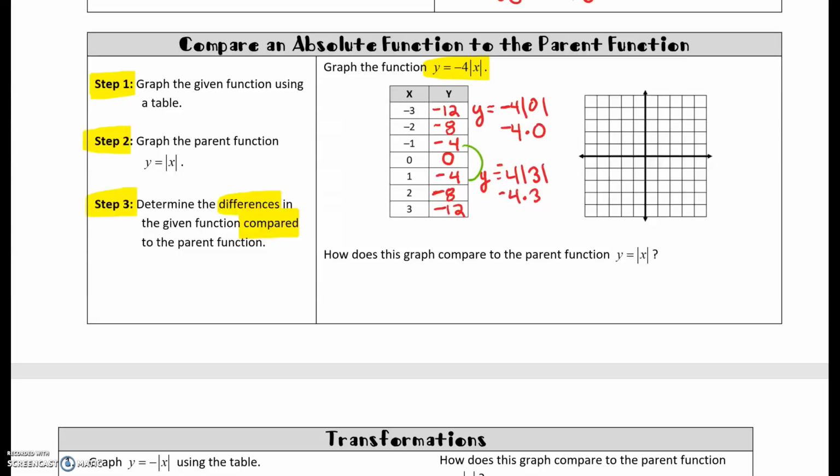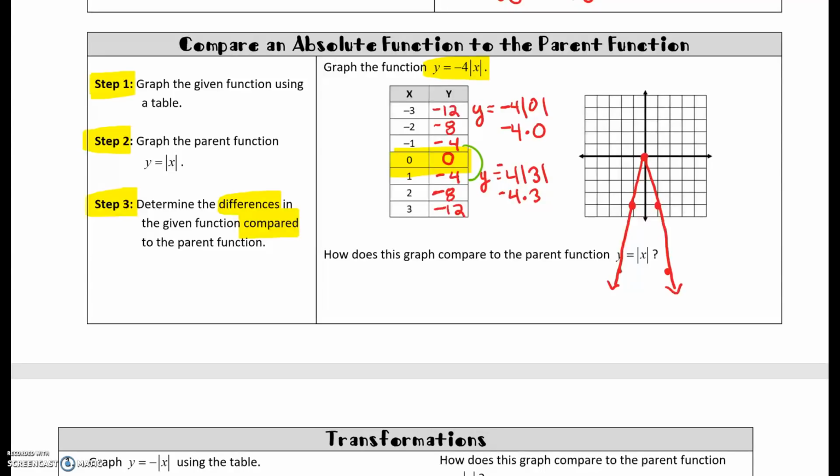Now let's graph the function. Negative 3, negative 12 runs way off the graph, so it's way down here. So what I'm going to do is start with the vertex. So I'm going to plot 0, 0, and then I'm going to plot negative 1, negative 4, and positive 1, negative 4. Now, negative 2, negative 8 would be way down here, and positive 2, negative 8 would be way down here. So I think we have enough points to go ahead and graph this. Now, notice the shape. It is still a V, but it does look significantly different than our parent graph.